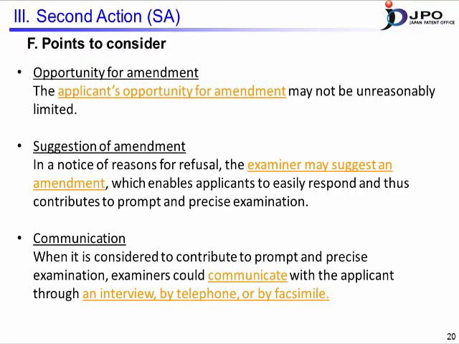Lastly, these are the points to consider at the stage of the essay. The applicant's opportunity for amendment may not be unreasonably limited. The examiner may suggest an amendment in a notice of reasons for refusal, which enables applicants to easily respond, thereby contributing to prompt and precise examinations. Examiners can consider communicating with the applicant through an interview, by telephone, or by facsimile, when this would contribute to a prompt and precise examination.